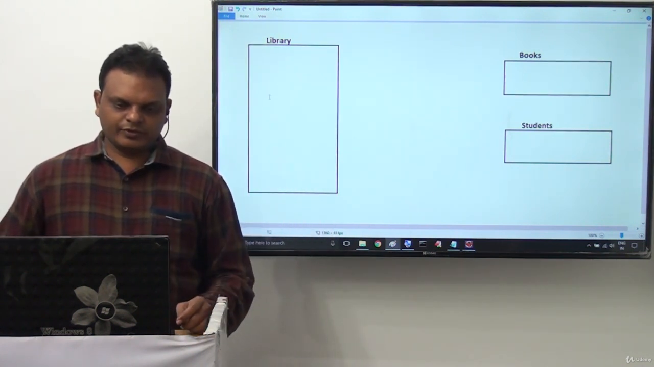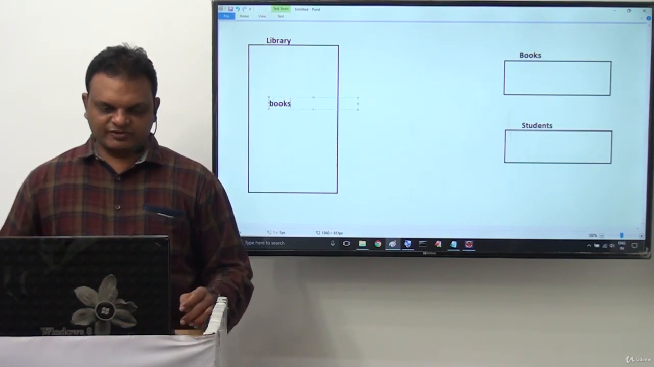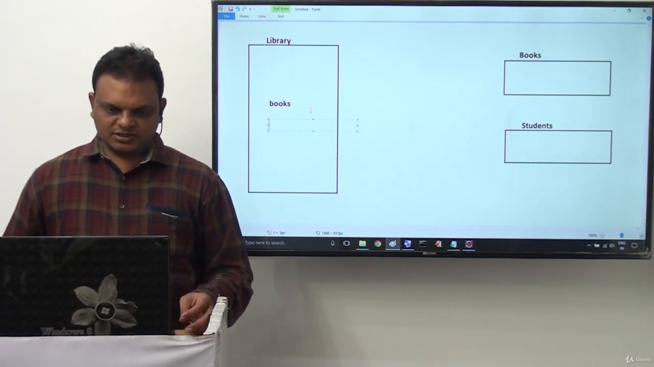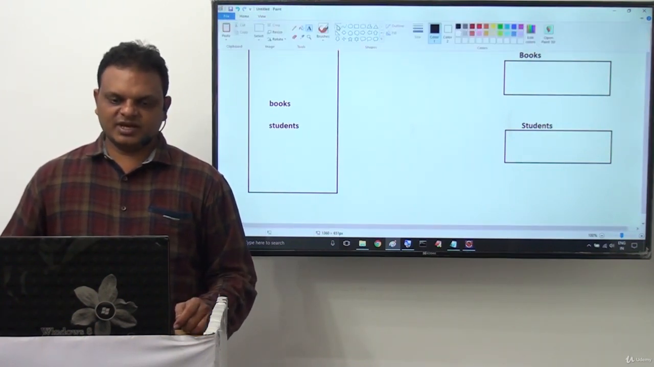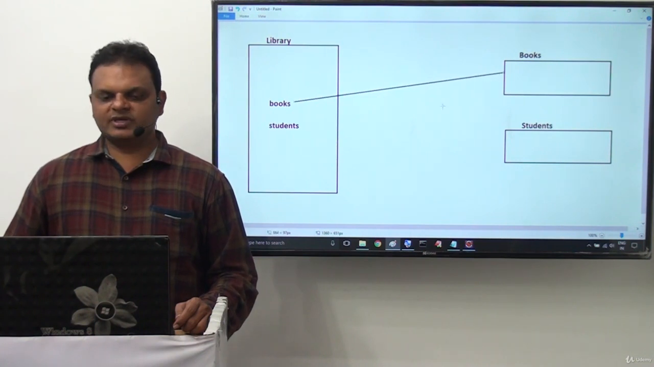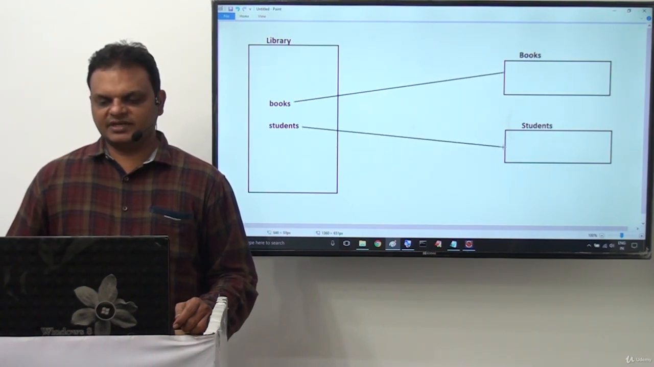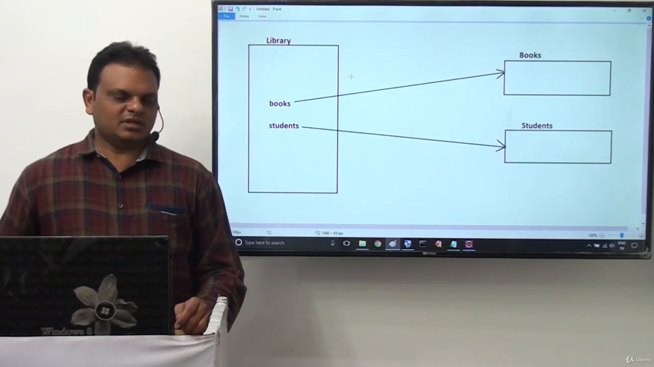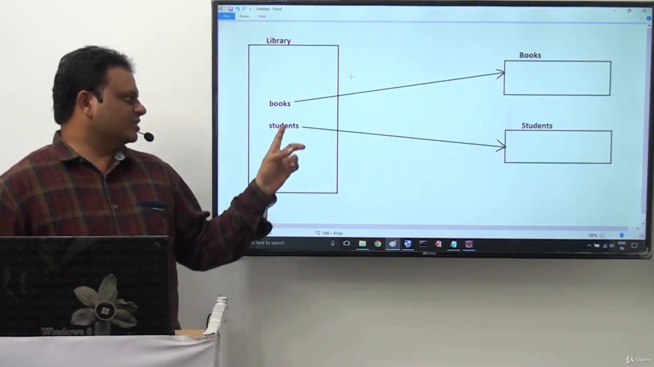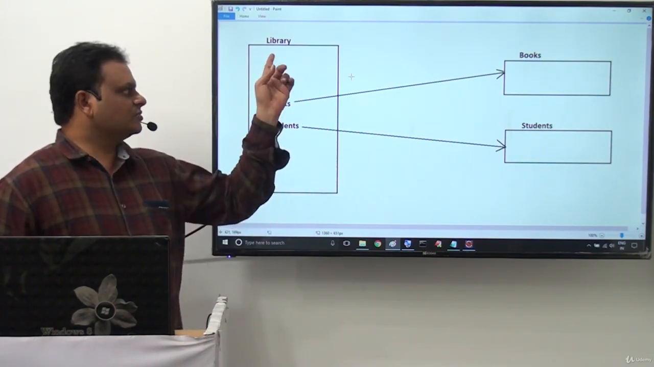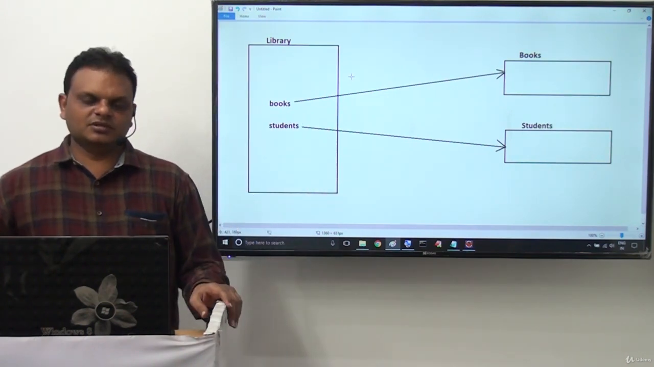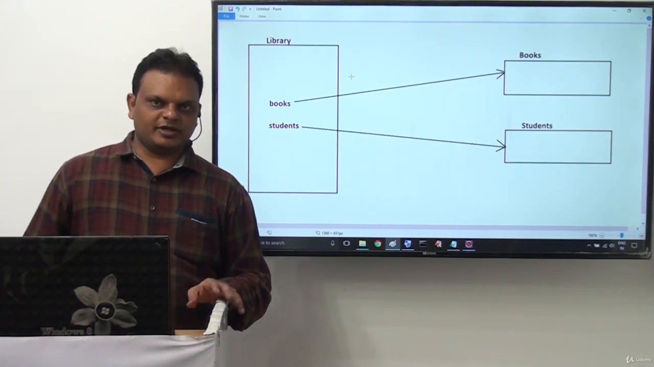Here we can identify this is the books reference variable and this is the students reference variable. Both are having references like this. So by this we can easily understand which one is the container and which one is contained. Here library is a container which contains books and as well as students. So books and students are contained inside the library. This is what exactly the association here we are providing.